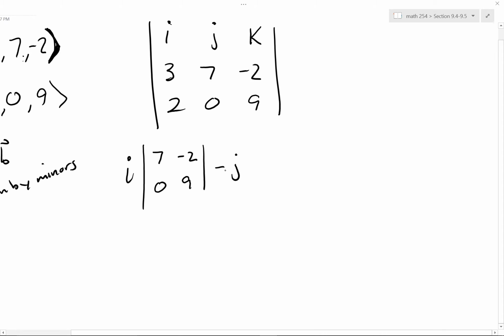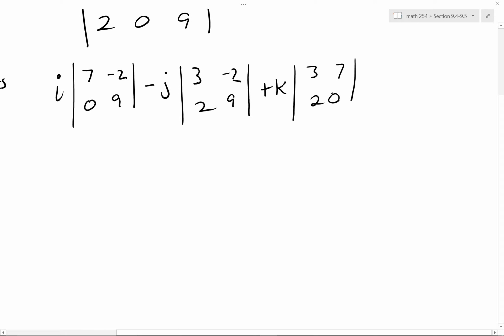Okay, now this is the algorithm. It's always minus right here, always minus on the J. That's just the rules. That's just how it is. Don't ask. So if you cross out the row with the J in it and the column with the J in it, you're left with 3 and negative 2, and 2 and 9. And then it's always plus K. If you cross out the row with K and the column with K, you're left with 3 and 7, 2 and 0.